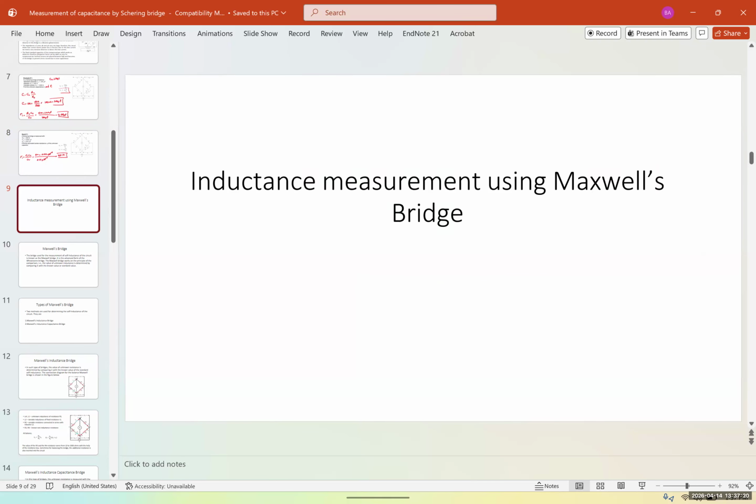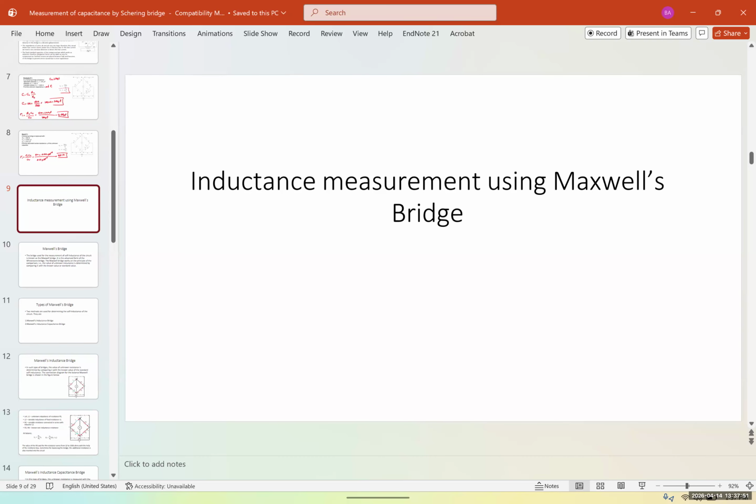Now you're going to have another question after the inductance measurement using Maxwell bridge. Now, another type of bridge that we use that works on the principles of Wheatstone bridge, and actually it's working on the principle of comparison, meaning we could compare an unknown resistor with a known one, and we determine the unknown resistance or impedances. It's called the Maxwell bridge.